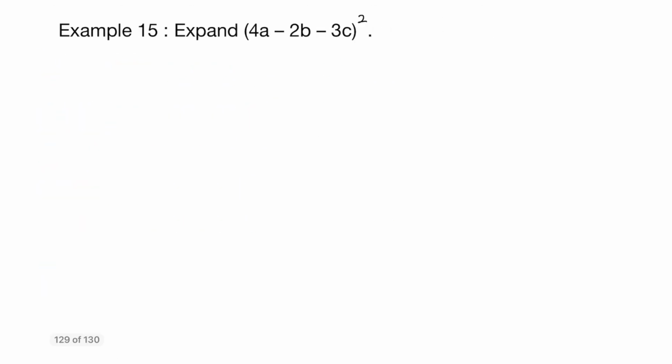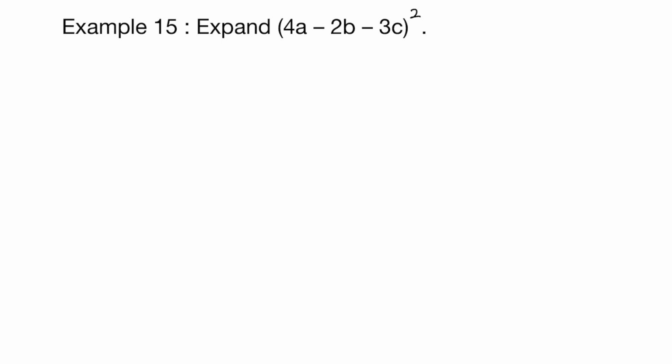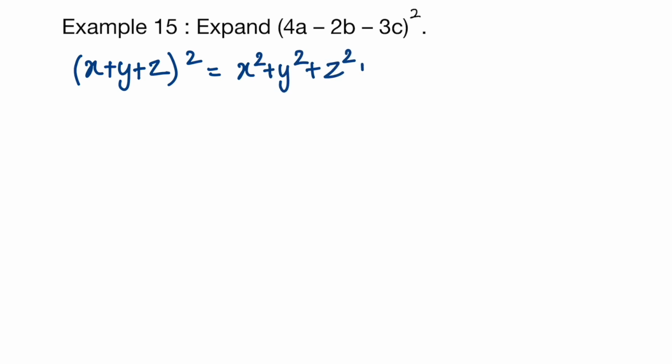Okay, now moving on to the next example. This is very similar to the example that we just solved, except for the signs that we have in between. The identity that we learned is x plus y plus z the whole square. It's always recommended for you to write the identity at the beginning of the question so that it gets you marks as well. Apart from that, it's easier for you to remember it while evaluating, right? x plus y plus z the whole square equals x squared plus y squared plus z squared plus 2xy plus 2yz plus 2xz.